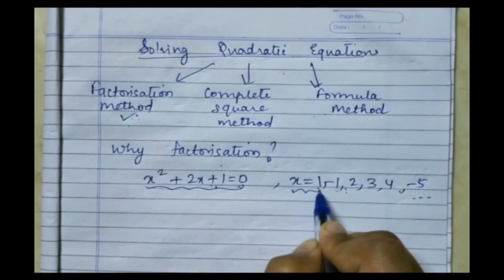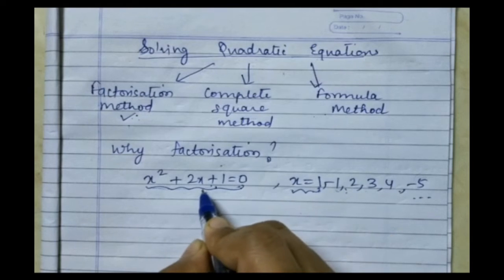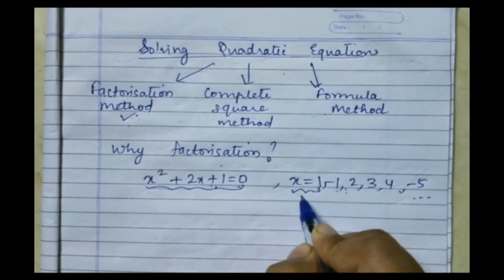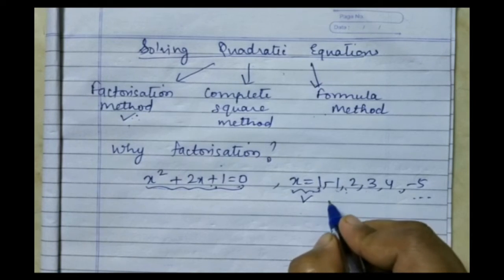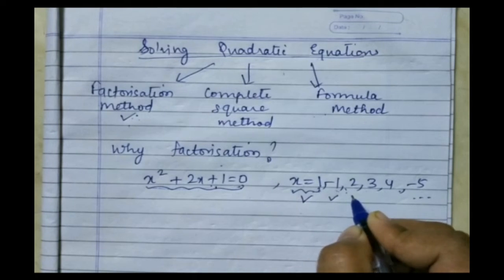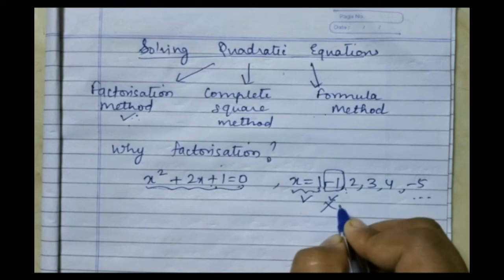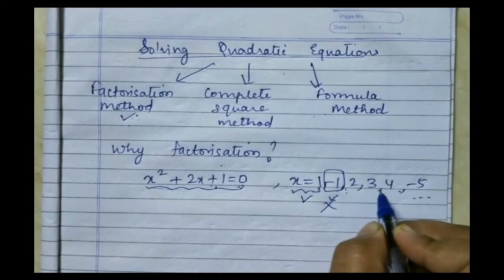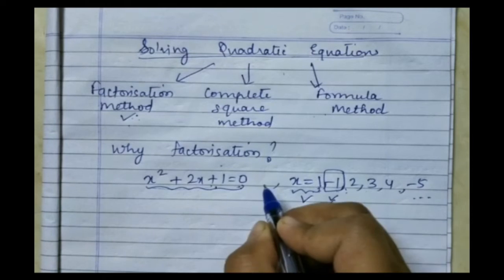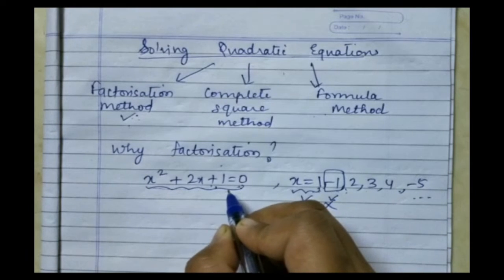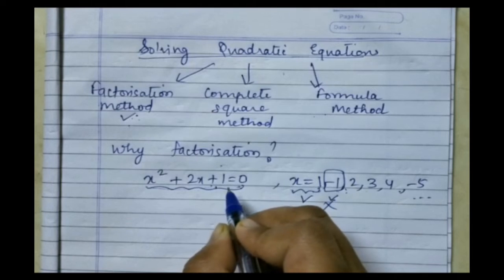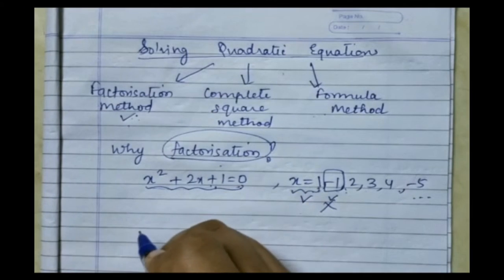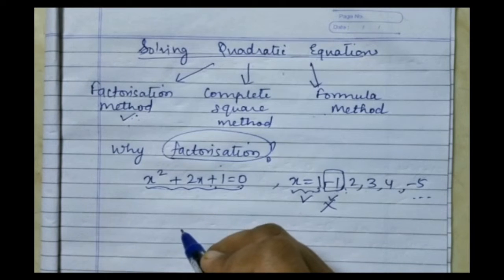Say for example, if x equal 1, I put 1, and if I get equal to 0, I say that x equal 1 is the root. When I put minus 1, I am not getting equal to 0, so I would say minus 1 is not the root, right? But it is not possible for me to check so many values each time by substituting it in the quadratic equation. So that is the reason the factorization method comes into the picture.